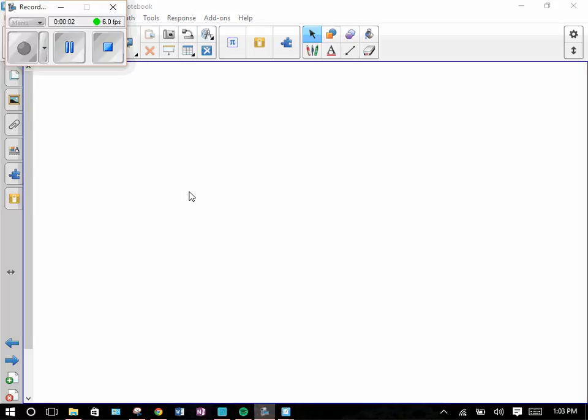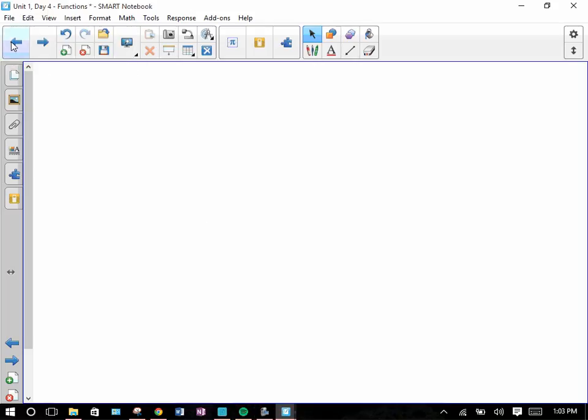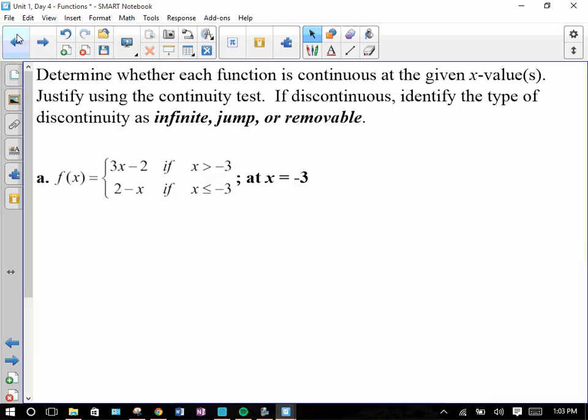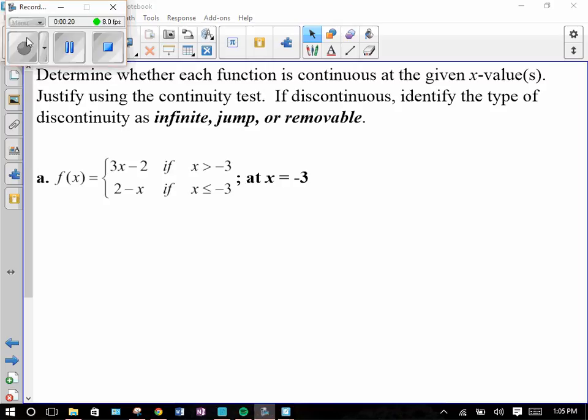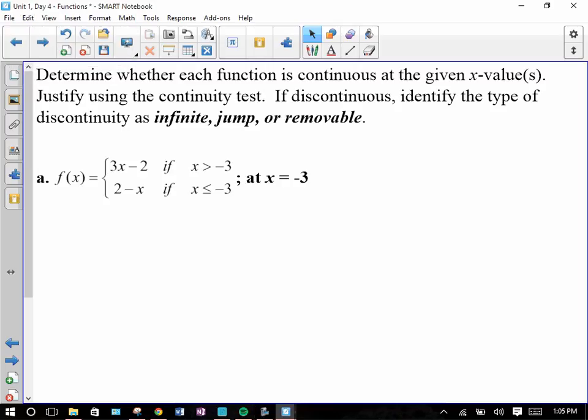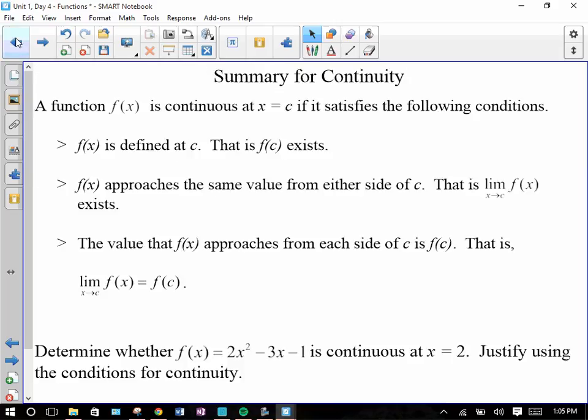Looking at these problems, we'll start by quickly reviewing what it means to be continuous. Remember, in order for a function to be continuous, a couple of things need to be true. First of all, f of x needs to be defined at c.